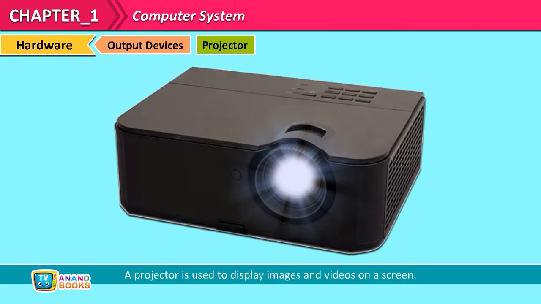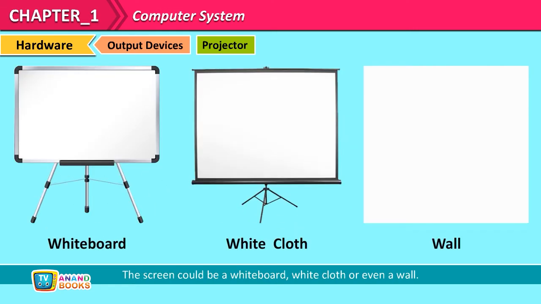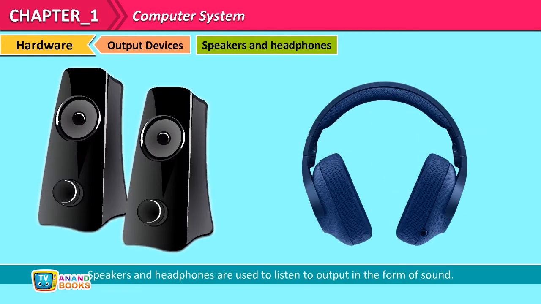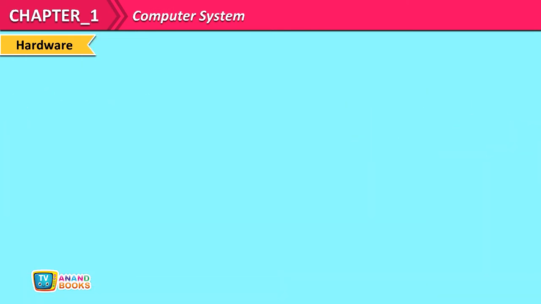Projector. A projector is used to display images and videos on a screen. The screen could be a whiteboard, white cloth, or even a wall. It is used while teaching in schools and colleges and giving presentations in offices. Speakers and headphones. Speakers and headphones are used to listen to output in the form of sound.